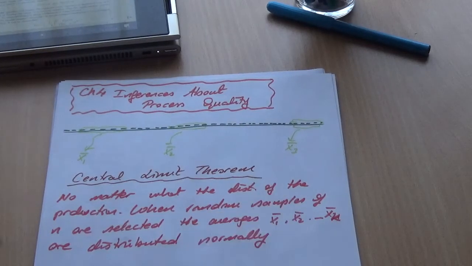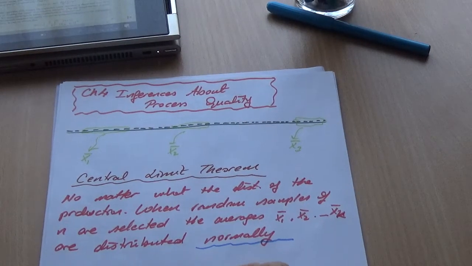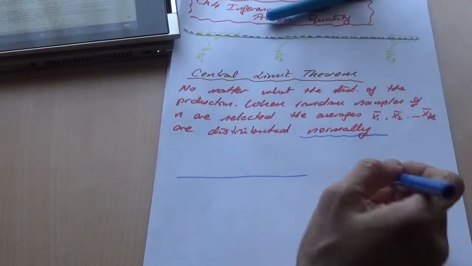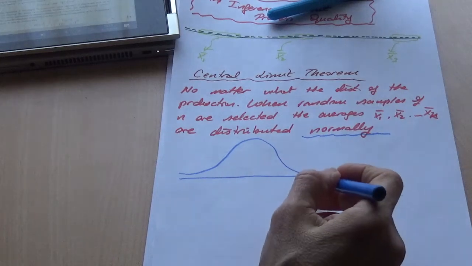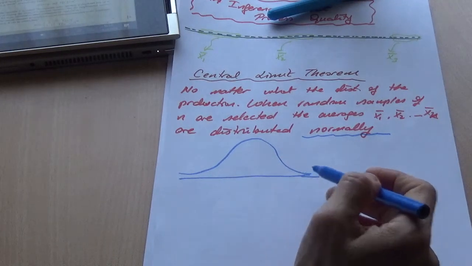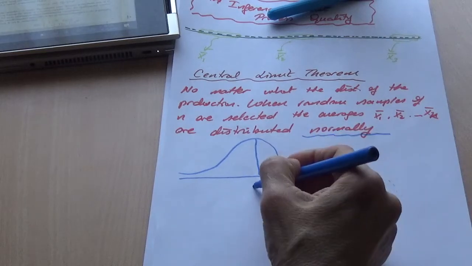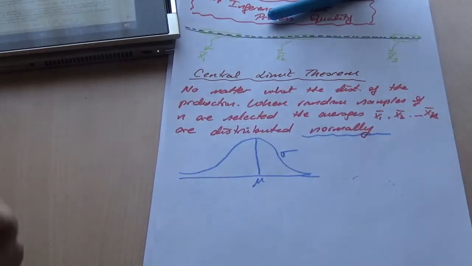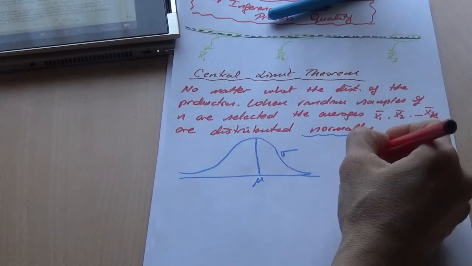This is a very useful theorem because this lets us use the normal distribution graph. So which lets us estimate the population average mu and standard deviation from the sample, from the selected sample.